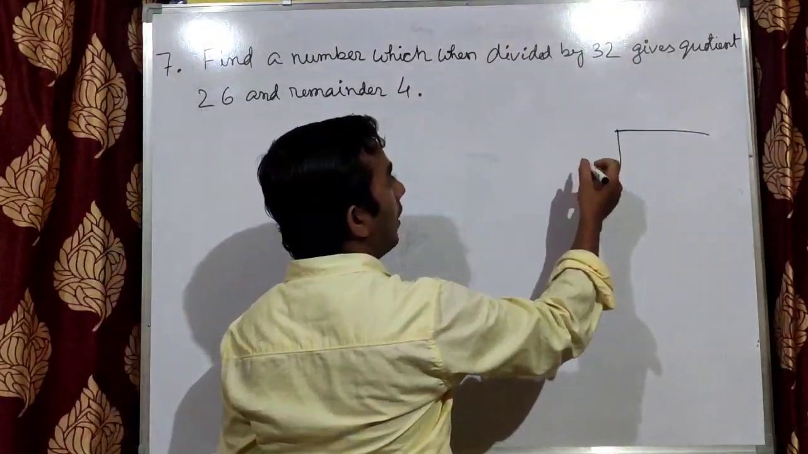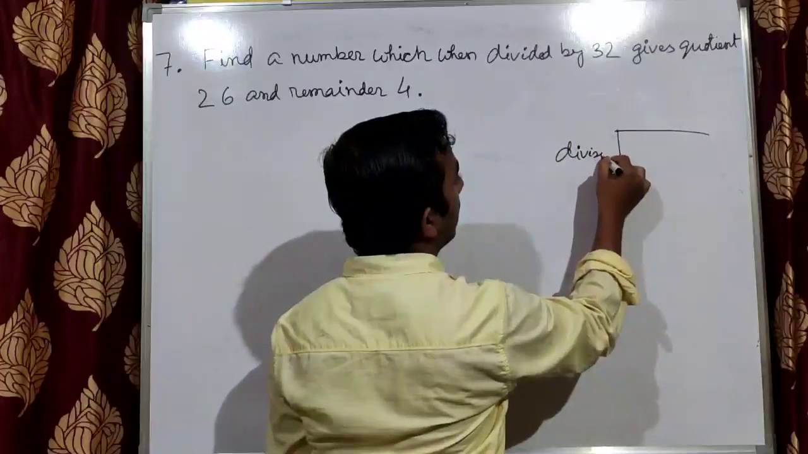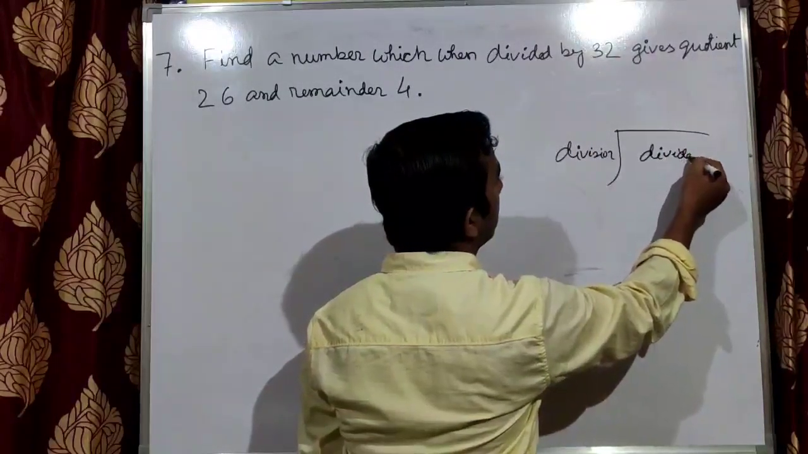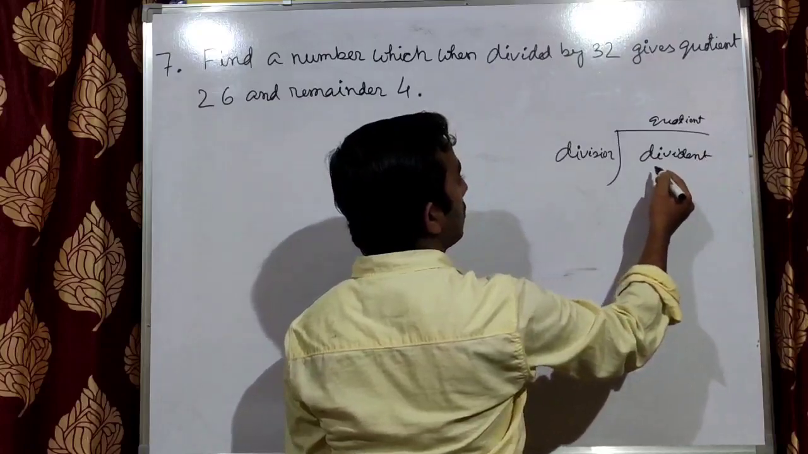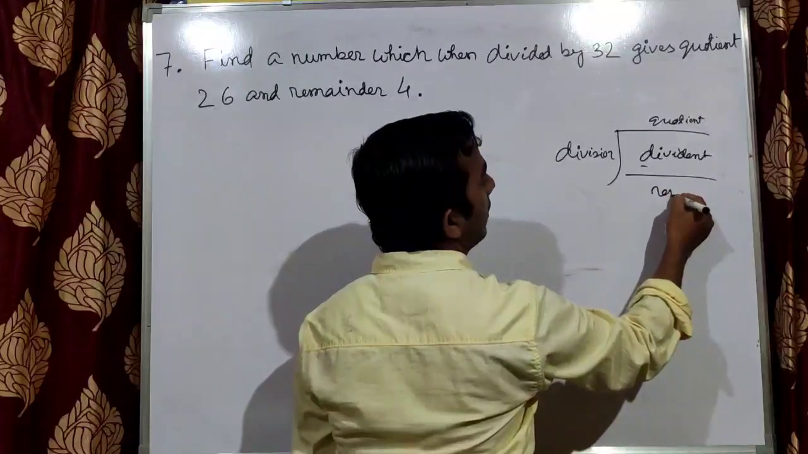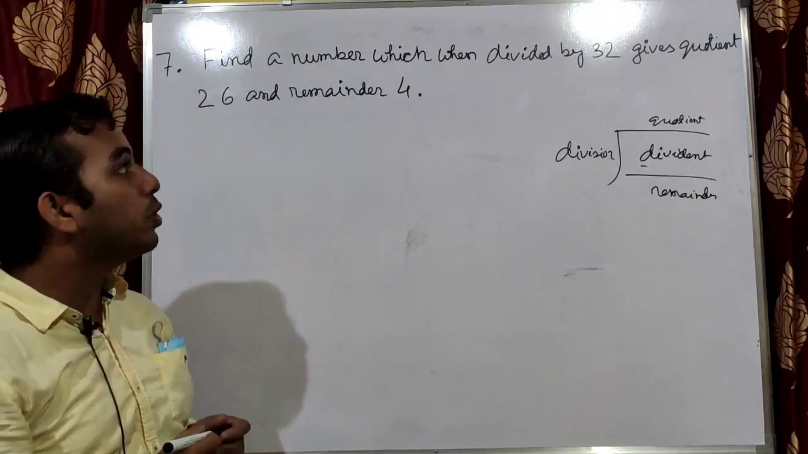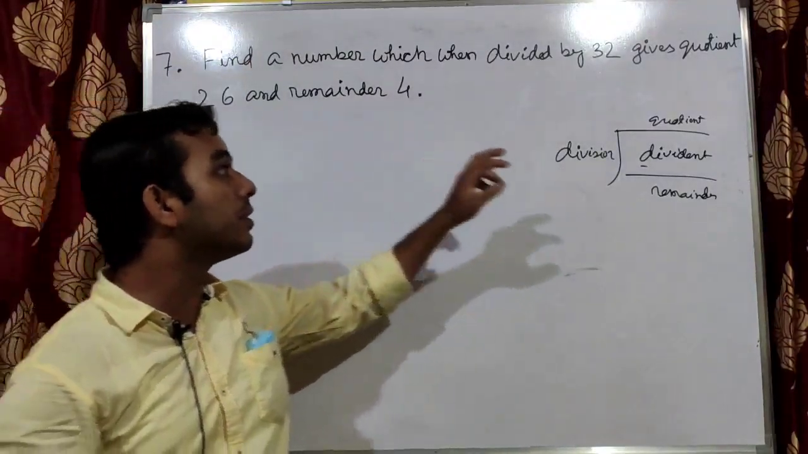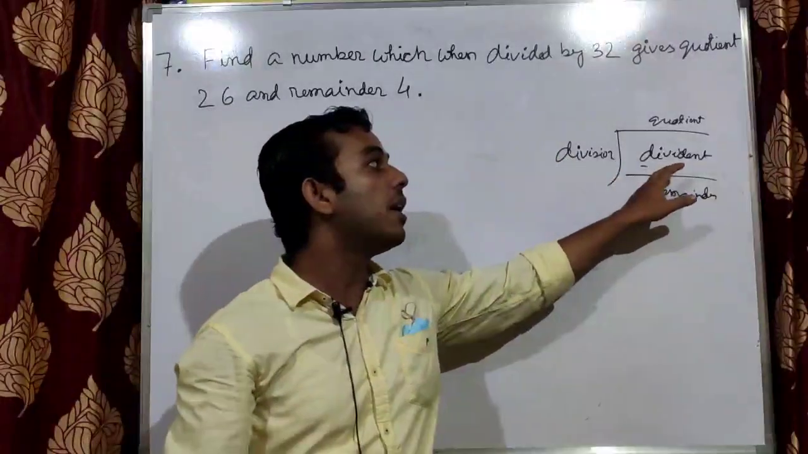And we know the number with which we divide is known as the divisor. This is the divisor, and this is the dividend. This is the quotient, and after subtraction, whatever we get is known as the remainder. Here the question asks to find a number which when divided by 32, that means our divisor is 32, gives quotient 26 and remainder 4. So now we have to find this dividend.